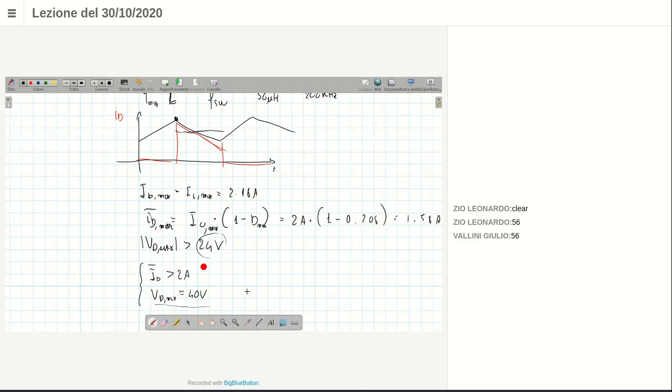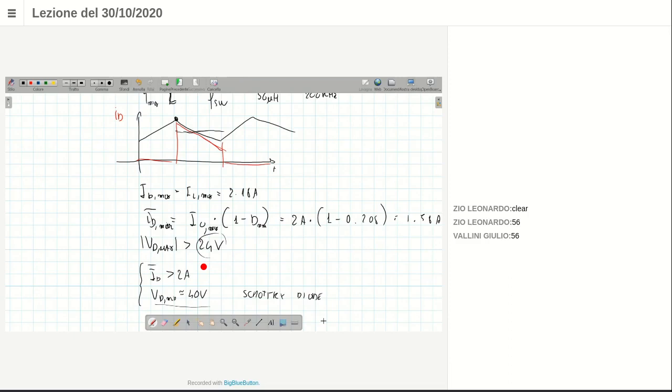So we can use a Schottky diode, which makes it possible to have lower forward voltage, so lower losses and higher efficiency. This is compatible with the Schottky diode, and it could be advisable in this application to choose a Schottky diode. Okay, and that's all for the diode.